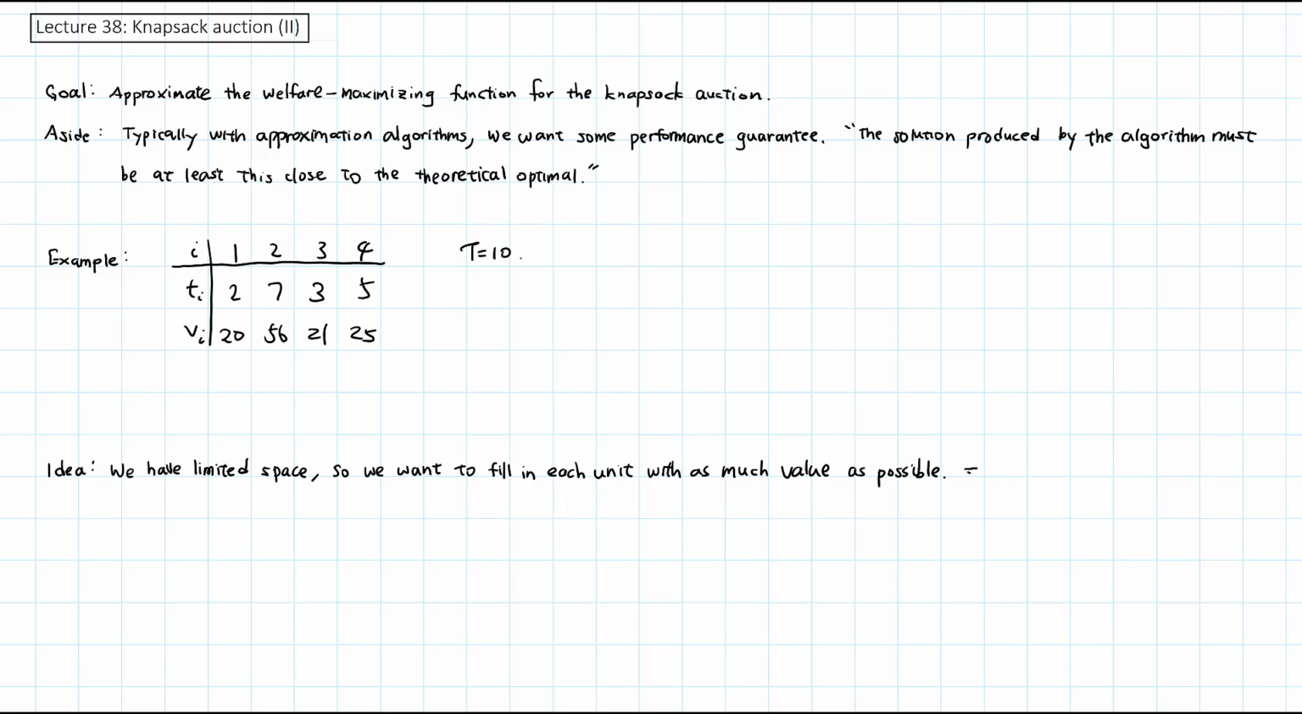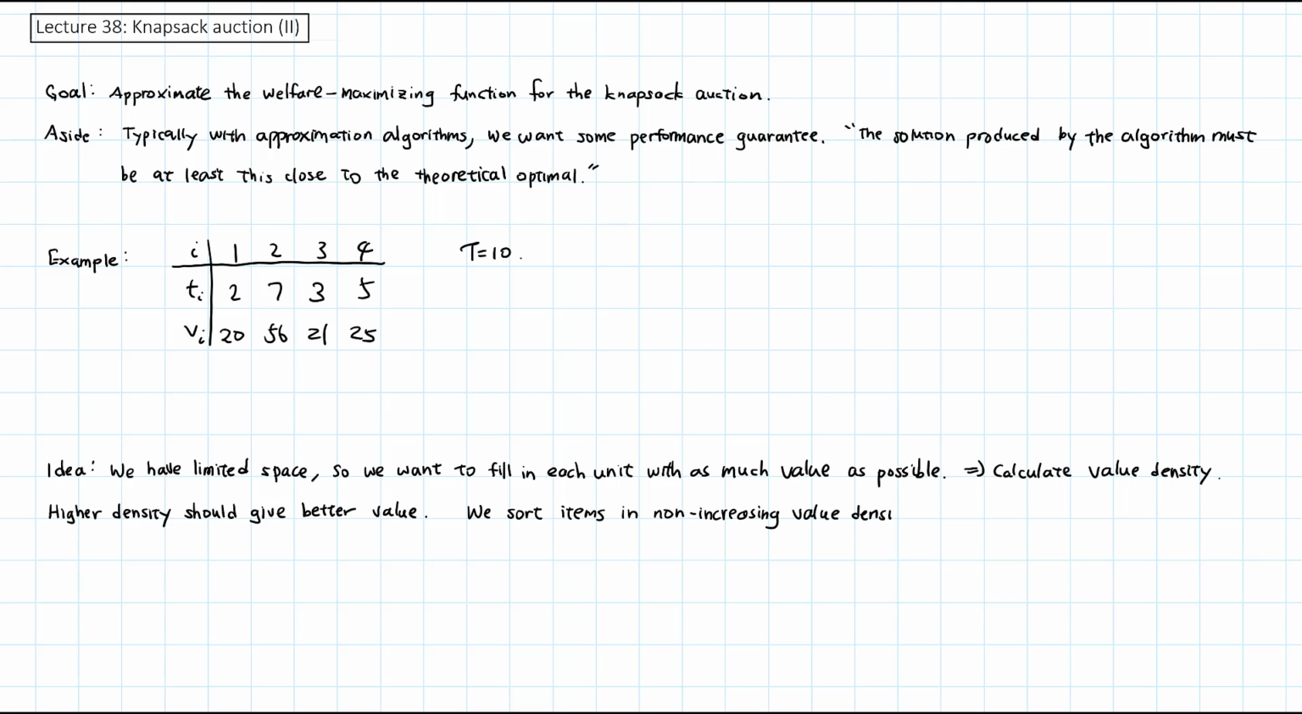So this leads to the idea of calculating the value density of each item. Higher density should give us better value. We can sort the items in non-increasing value density, from item 1 down to item n. In our example, we have these value densities, and they are already sorted.